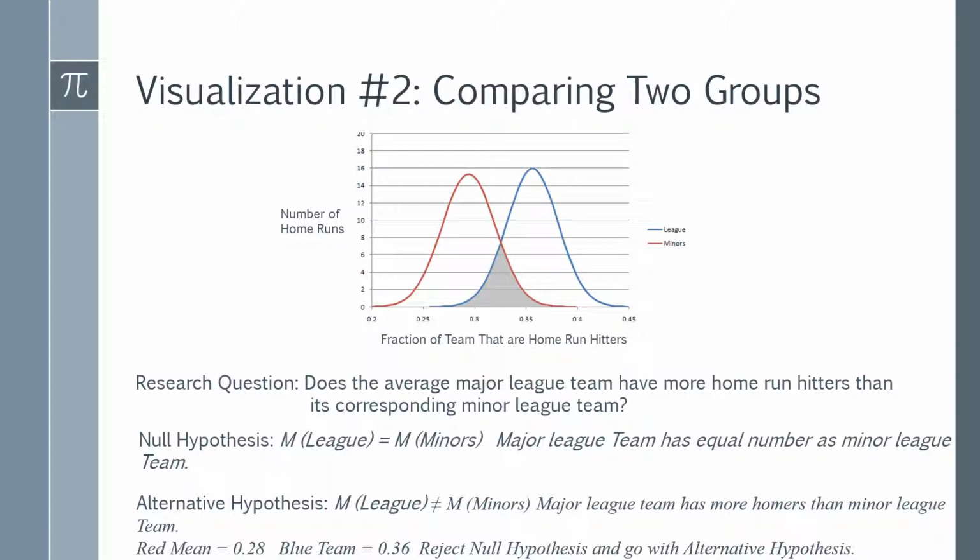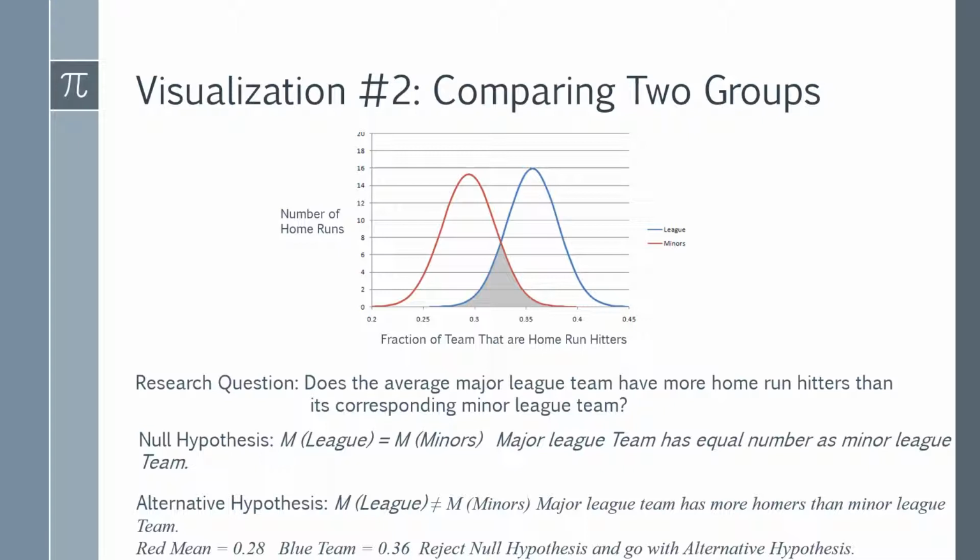Here in this visualization, we're going to compare two groups. As we see, the two groups here are a red team and a blue team. We're looking at the number of home runs that they hit and which fraction of the team are home run hitters. So our research question is, does the average major league team have more home run hitters than its corresponding minor league team? Again, we're going to look at the mean of the minor leagues, which is roughly 0.28, and the blue team has a mean of 0.36.